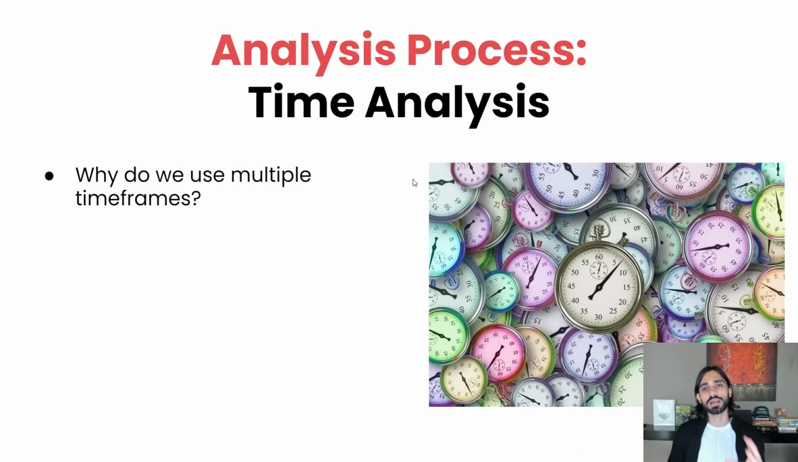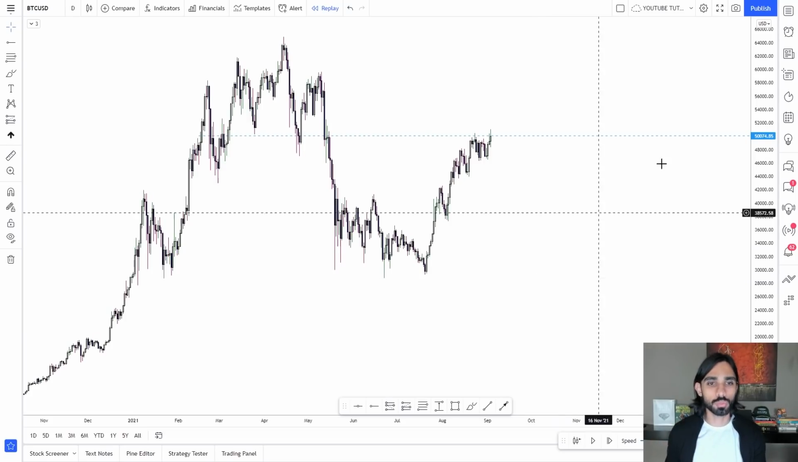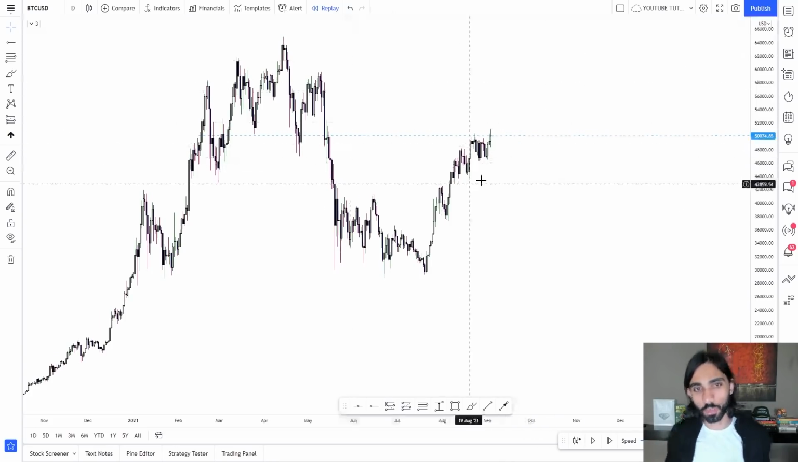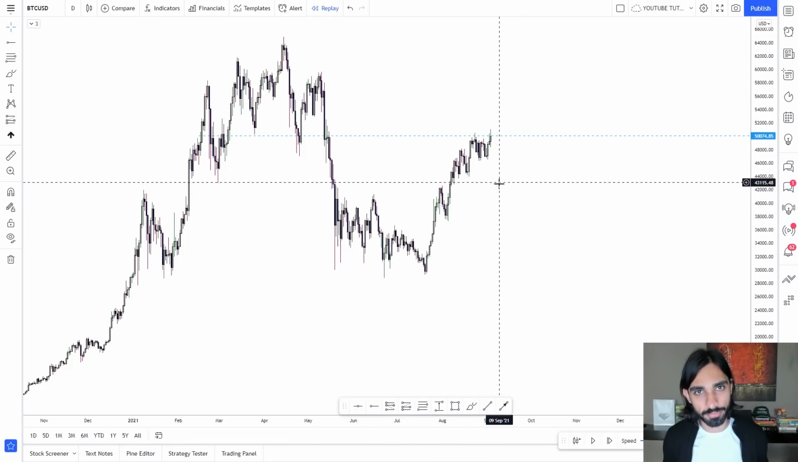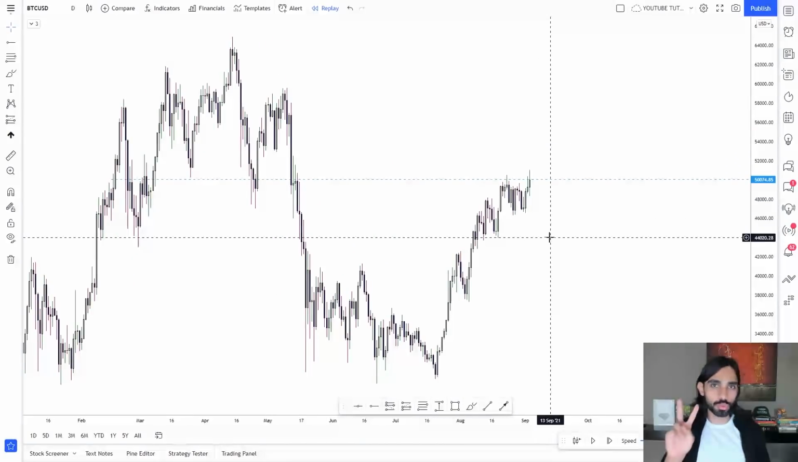We're going to start with timeframe analysis. Why do we use multiple timeframes? So I'm going to show you with a real trading example over here why you need to look at multiple timeframes. We normally use two timeframes depending on what type of trader we are. We have one bigger time frame and one lower time frame. Now you can use several timeframes, but for the purposes of this tutorial and the style of trading I'm going to teach, you will only need two.